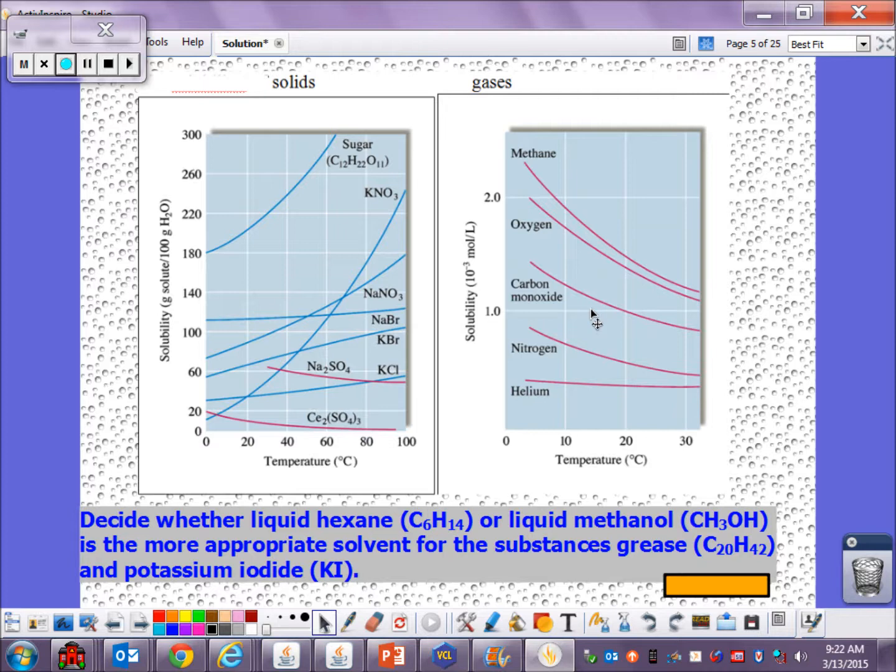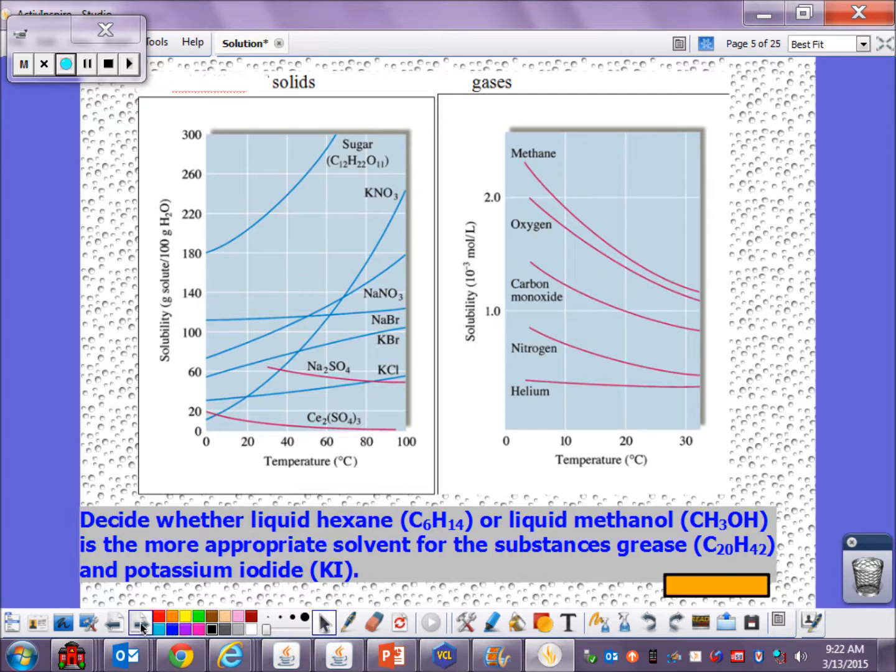Decide whether liquid hexane or liquid methanol is the more appropriate solvent for the substances grease and potassium iodide. If you draw the structural formula for hexane, you will see it is nonpolar. Because it is nonpolar, it will dissolve grease, which is nonpolar. Nonpolar dissolves nonpolar. But methanol is polar, with hydrogen bonding, so it will dissolve potassium iodide, which is ionic. Ionic is polar, therefore potassium iodide will dissolve in methanol, and grease will dissolve in liquid hexane.